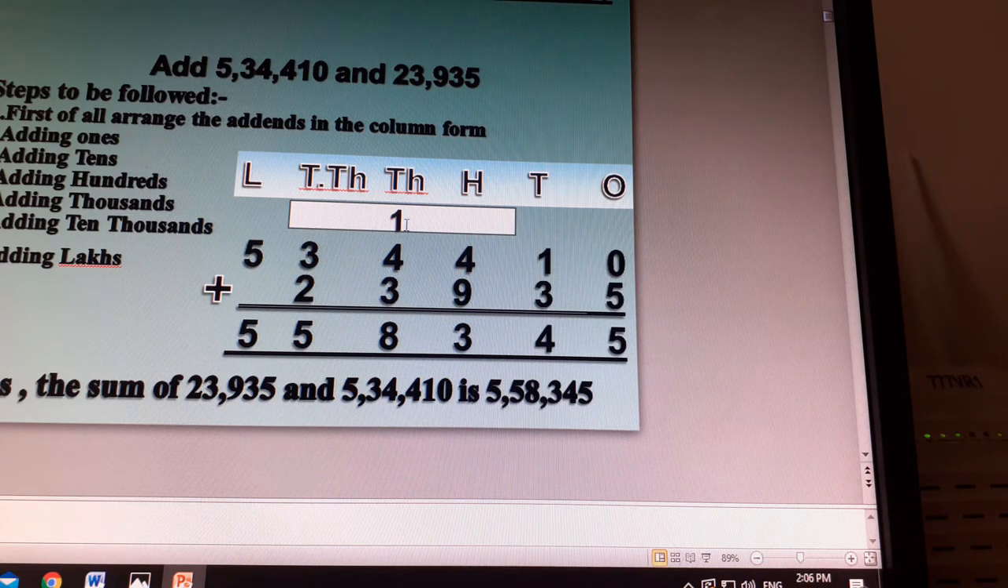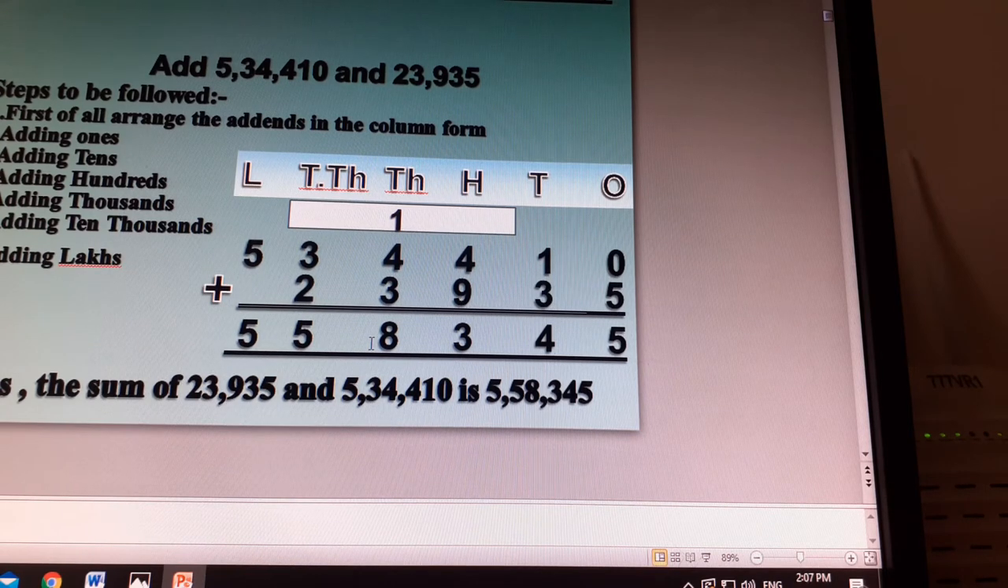Now, that's the sum of 23,935 and 5,34,410, which is 5,58,345. I think you can understand very easily, children. I hope you understood it, because addition is very simple.